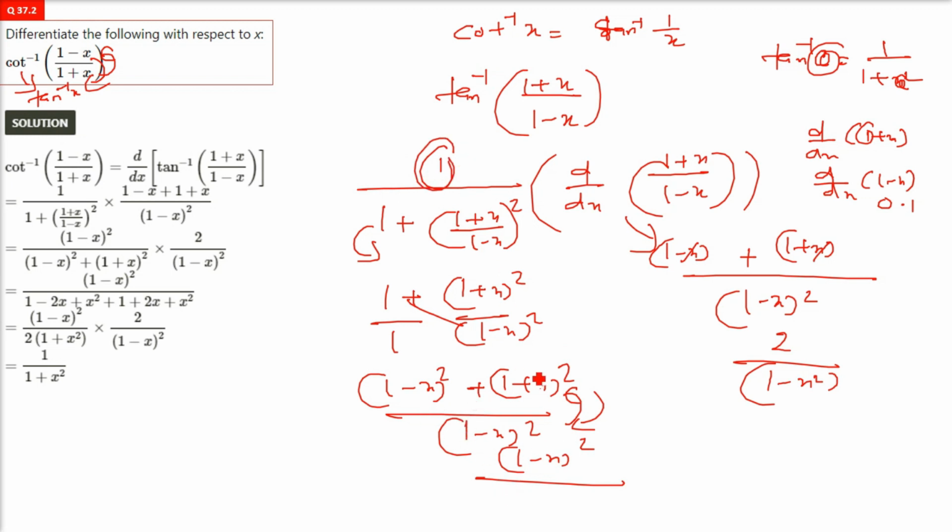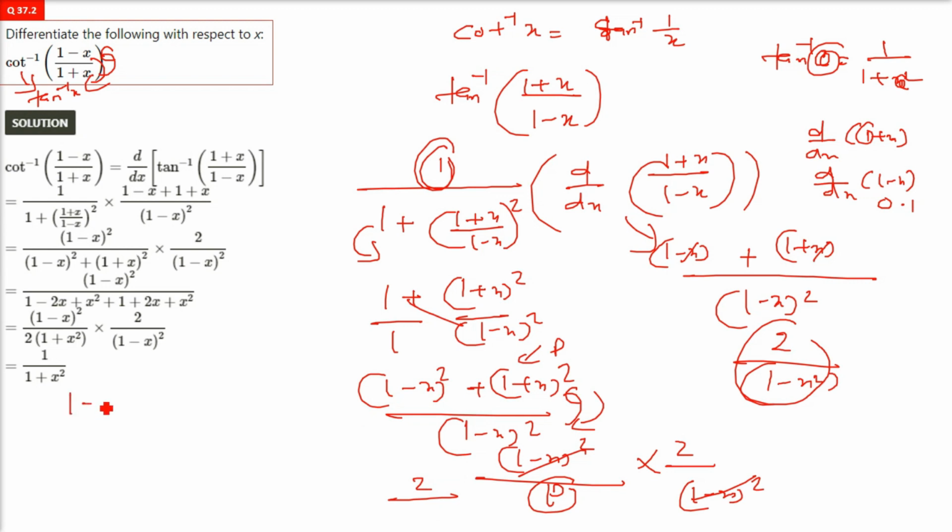Assume it to be some p term. Total term is p. And this we have already got, 2 by (1 minus x) square. Cancel this (1 minus x) square. So 2 divided by p. What is p? So this solution you have to put in here.